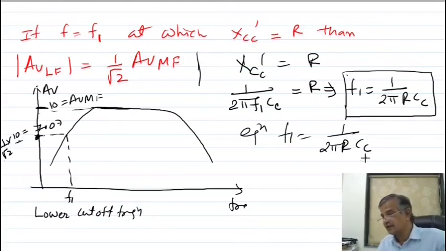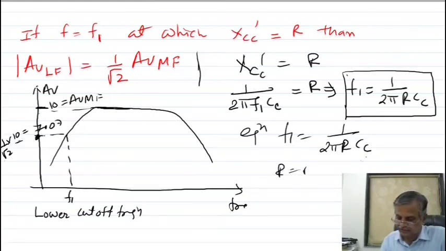Here I am keeping, you know what is R. R we have already written. R is nothing but RO dash plus RG. And what is RO dash? Already you know this, RD parallel RL. Here is the end of today's lecture.